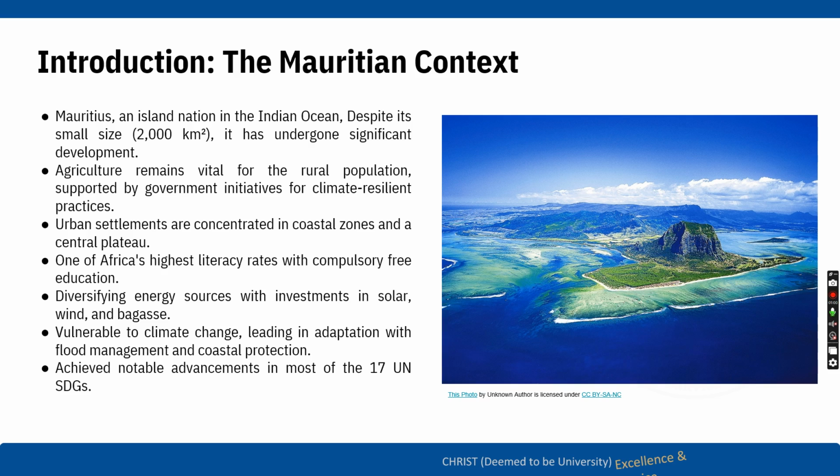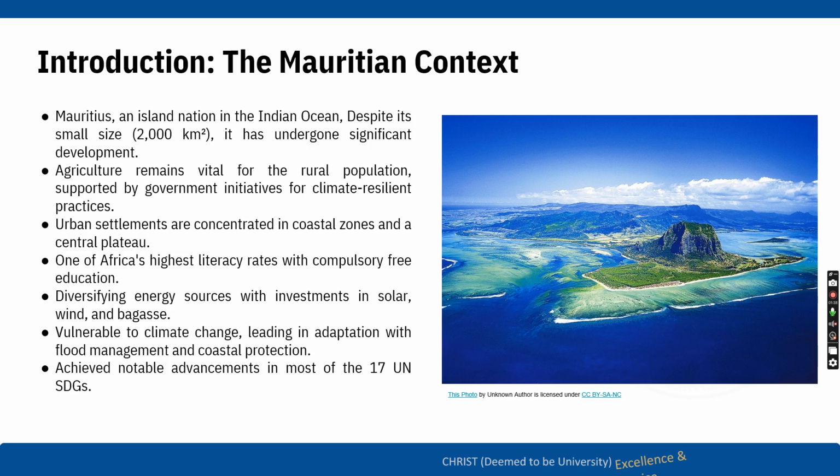Now, the urban settlements are mostly concentrated in the coastal areas and the central plateau of the island, and it even has one of Africa's highest literacy rates because of the compulsory free education for all. Mauritius has diversified a lot in recent years into energy sources with investments in solar energy, wind energy, and of course the energy generated from bagasse, sugarcane bagasse, right? Although being an island state, it is vulnerable to climate change, which leads to adapting various flood management as well as coastal protection plans and techniques.